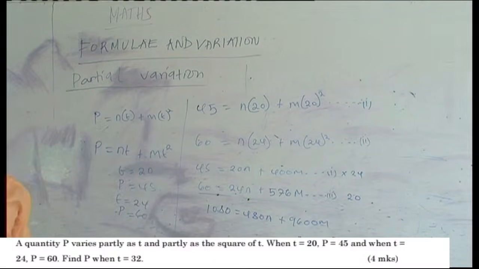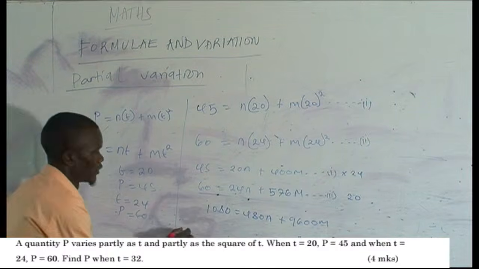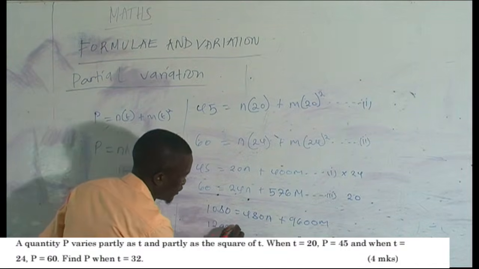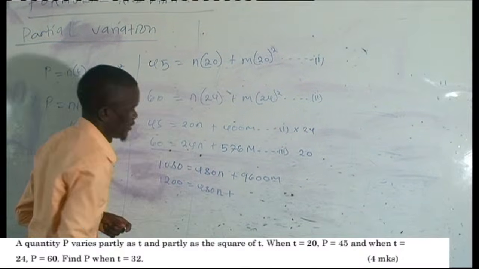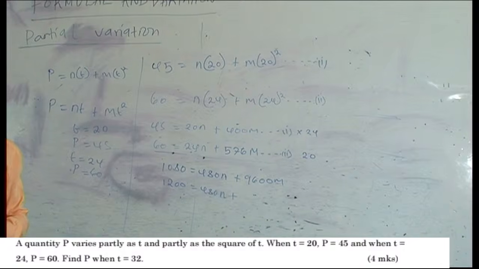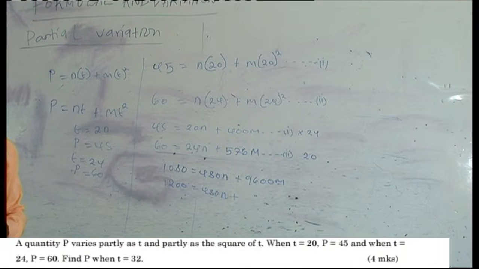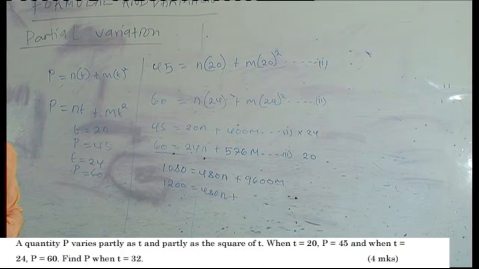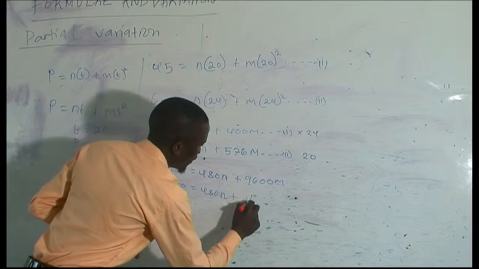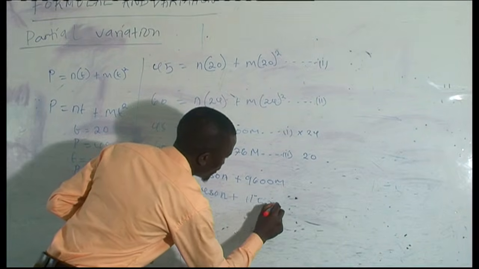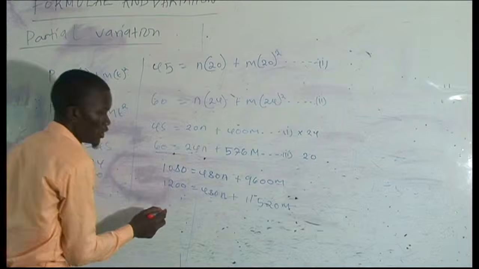Then we go to the second equation. We have 60 by 20, we have 1200 is equal to 480n plus 576 multiplied by 20, we have 11520m. What do we do now?